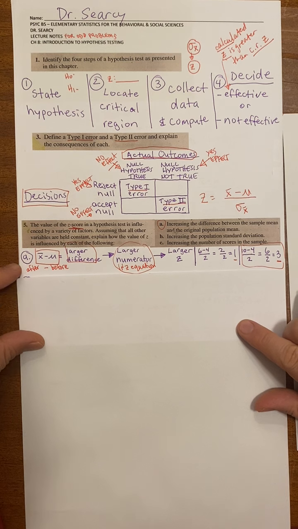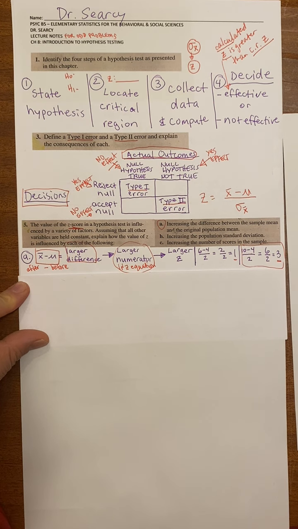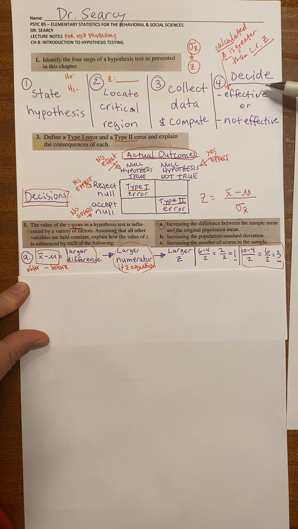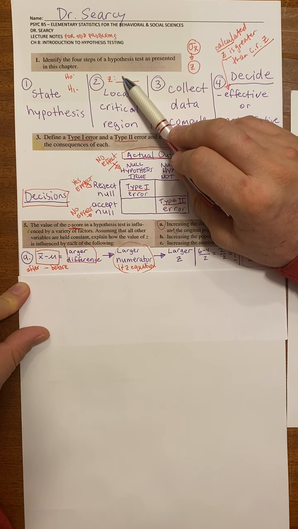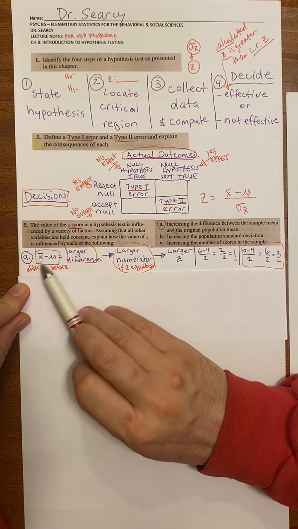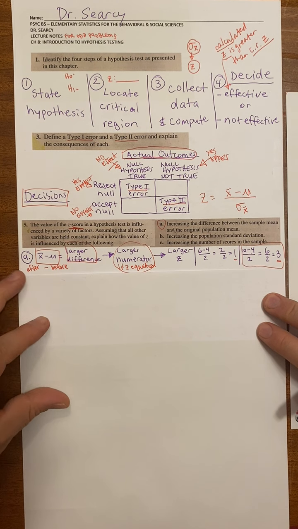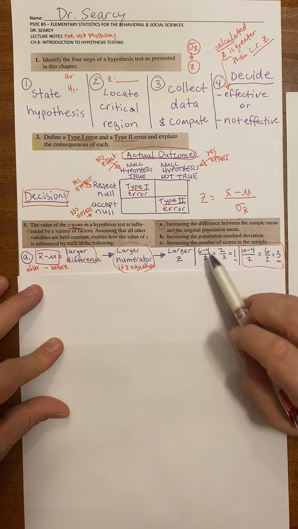So the whole point of that is, remember, at the end of the day, when I go to my step 4 and make my decision, I'm going to decide that my treatment was effective if the z that I've calculated is greater than the z in my critical region. How can I make sure that's going to happen? I can make sure that I have a large difference between my before score and my after score. Okay, so let's move on to 5b.